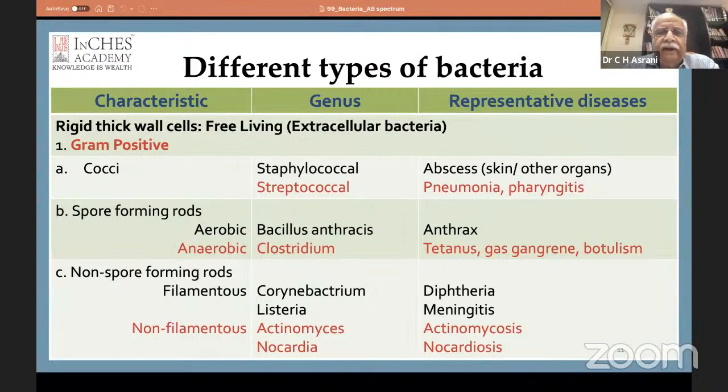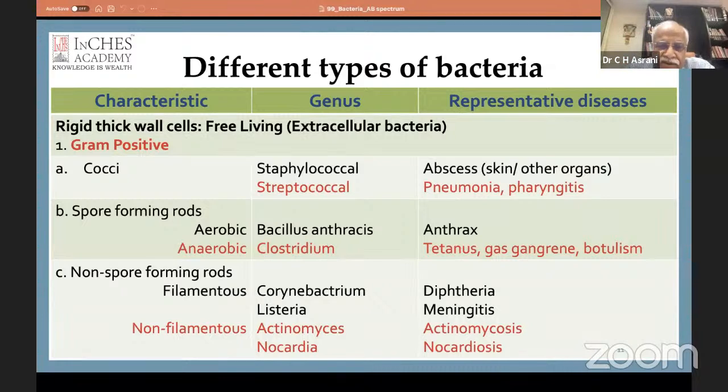Gram positive cocci: Staphylococcus and Streptococcus. Staphylococcus causes abscess either in skin or other organs. You may get a pyogenic liver abscess or a pyogenic lung abscess. And with streptococcal, the common infections we see in practice are pneumonia or pharyngitis. Then we have rigid, thick wall, free living, spore forming rods. Aerobic is Bacillus anthracis; we don't see it in practice. Anaerobic is Clostridium: tetanus, gas gangrene, and botulism.